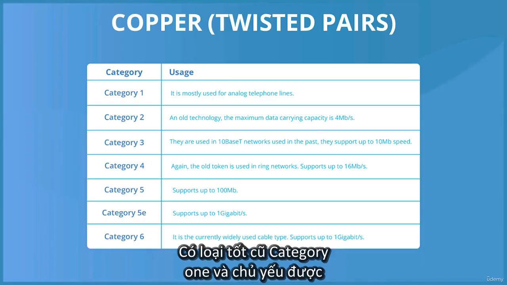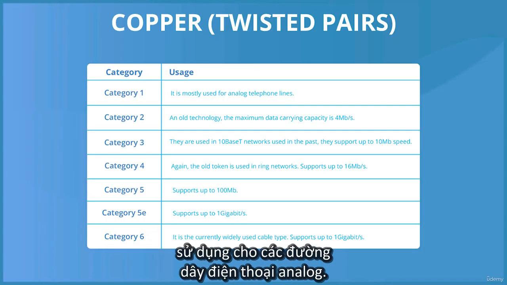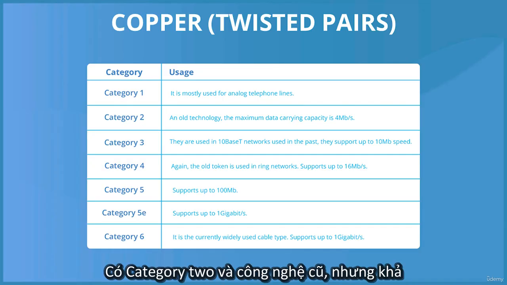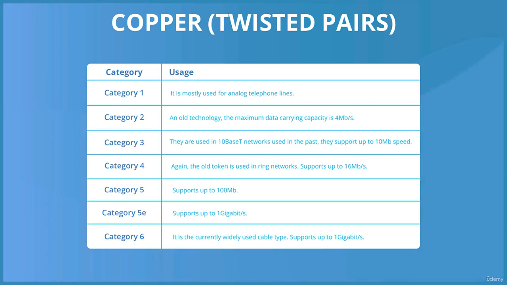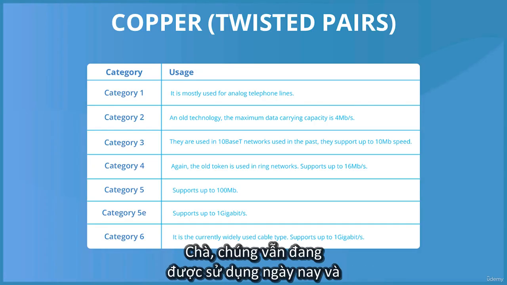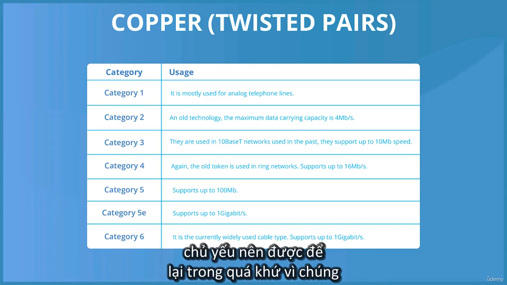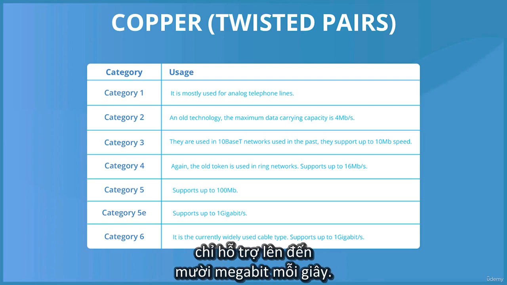There's good old Category 1, and it's mostly used for analog telephone lines. There's Category 2, an old technology, but the maximum data carrying capacity is 4 megabits per second. Category 3, well, they're still in use today, and they're used in 10BASE-T networks, but predominantly should be left in the past because they support only up to 10 megabits per second.